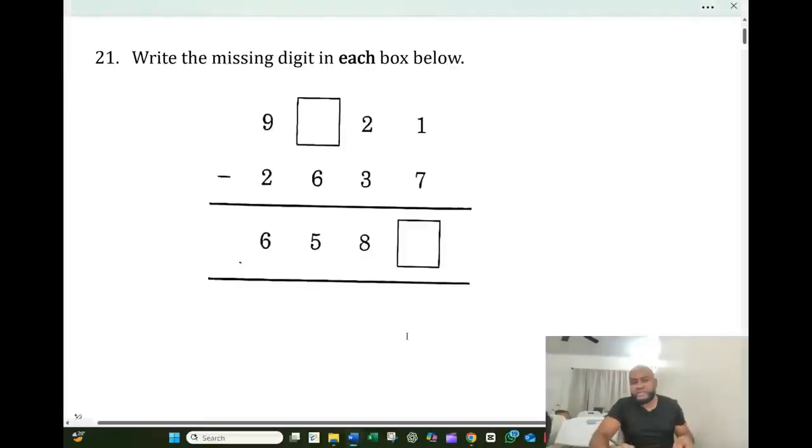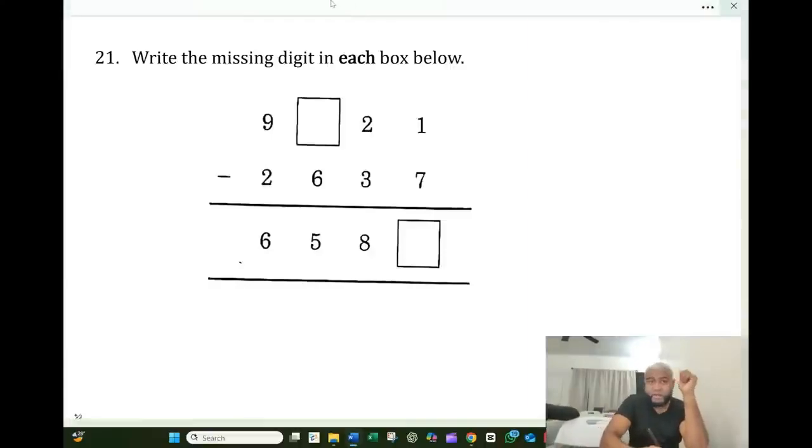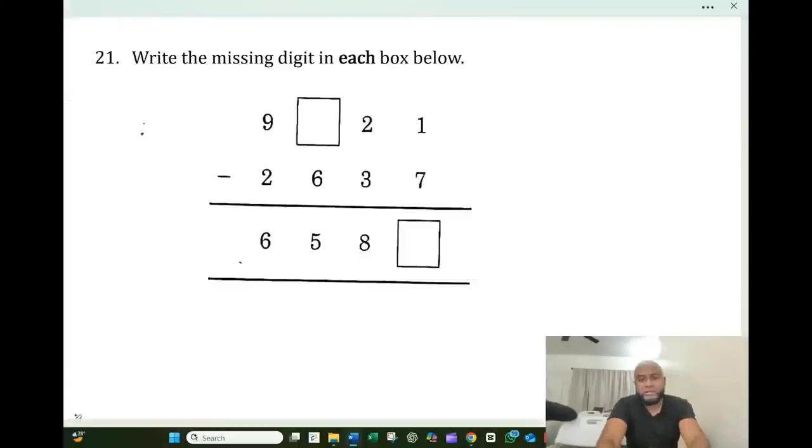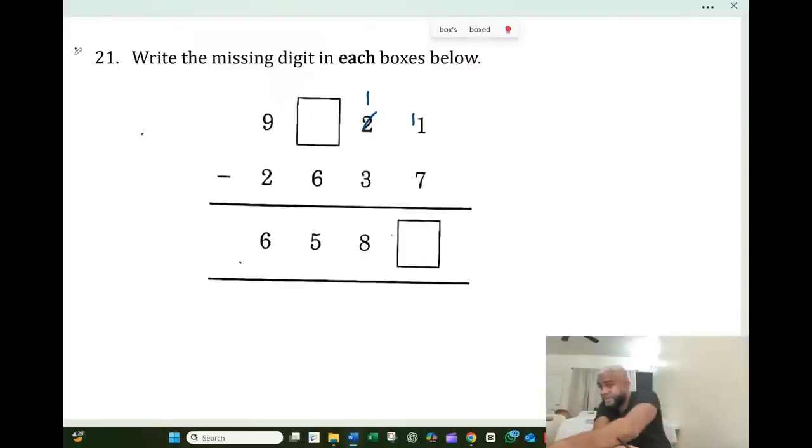Let's start, guys. Write the missing digit in each of the following boxes below. The first thing we're going to do is calculate the ones value. In order to calculate the ones value, we need to borrow 1 from the tens position. So you make this 1 and put 11 here, so 11 minus 7 gives the answer 4.